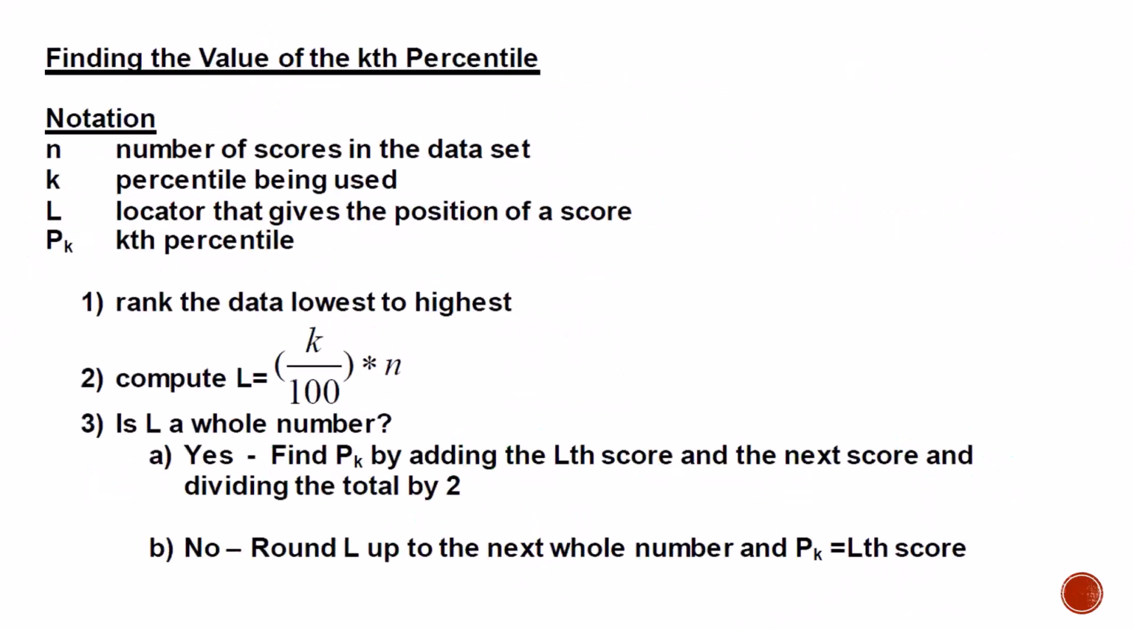So here's the notation. Some of these are pretty straightforward. N is just the size of the data set, as it always has been. K is the percentile I'm interested in. L is the locator that gives me the position of a score. So for example, if L was equal to 1, it would be the lowest score. If L was 20, it would be the 20th lowest score. And PK is the percentile that's a particular score. So this is what we know.